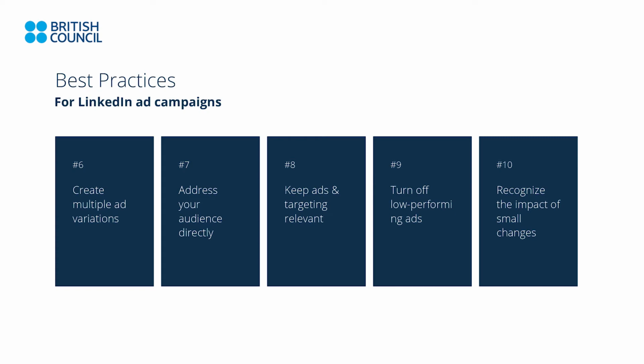Six, create multiple ad variations. Address your audience directly. So personalize your messaging. Keep ads and targeting highly relevant and contextual to your messaging. Turn off low performing ads and campaigns, and recognize the impact of small images. So it's not about the big banner sizes. You can use a 300 by 250 image size and it will still work effectively and perfectly for your LinkedIn campaigns.